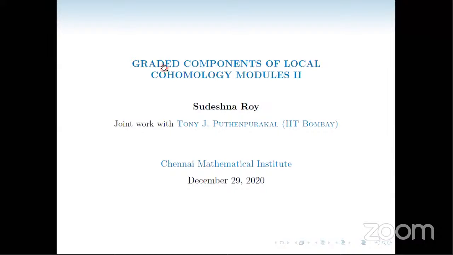Today, I would like to talk about the behavior of graded components of local cohomology modules. This is based on a joint work with Professor Hutun Purakar. In the first part, Professor Hutun Purakar studied the behavior of these graded components extensively in a certain setup, and in this part, we extended some of those results to a wider framework.